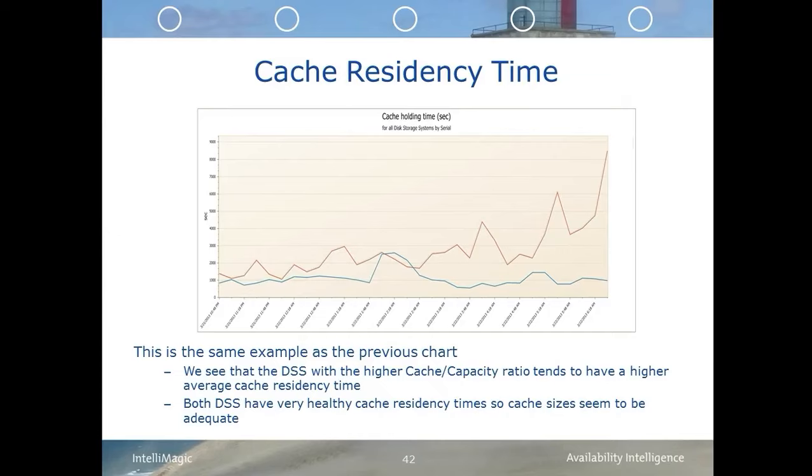Cache residency time is another metric that can help you determine if you have enough cache. The longer that data spends in cache, the more likely it is that the data will be revisited by an application. Using the same example as the previous chart, you can see that the higher cache to capacity ratio tends to have higher cache residency time. In both cases, the residency time is healthy and well over the rule of thumb, which is a few minutes.